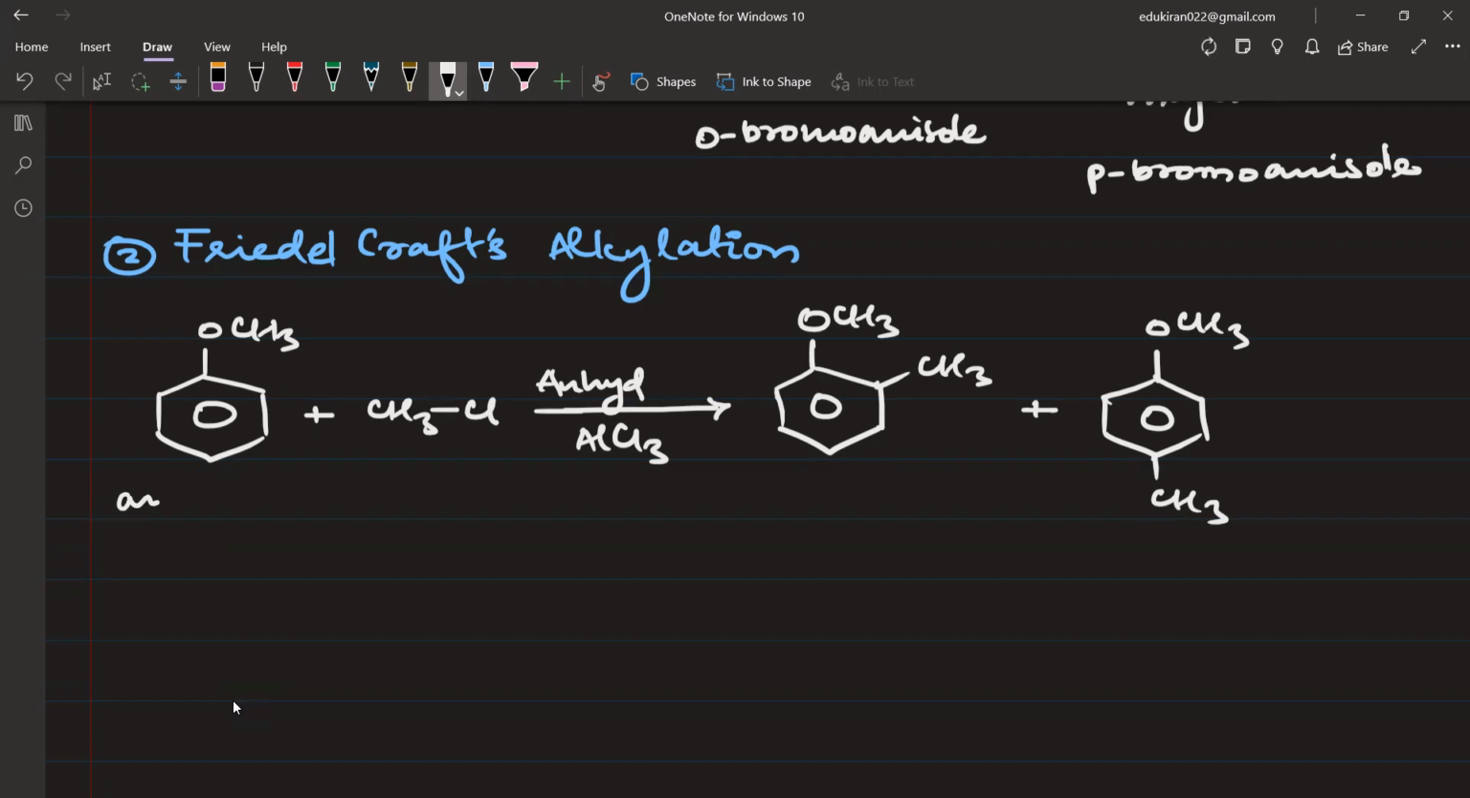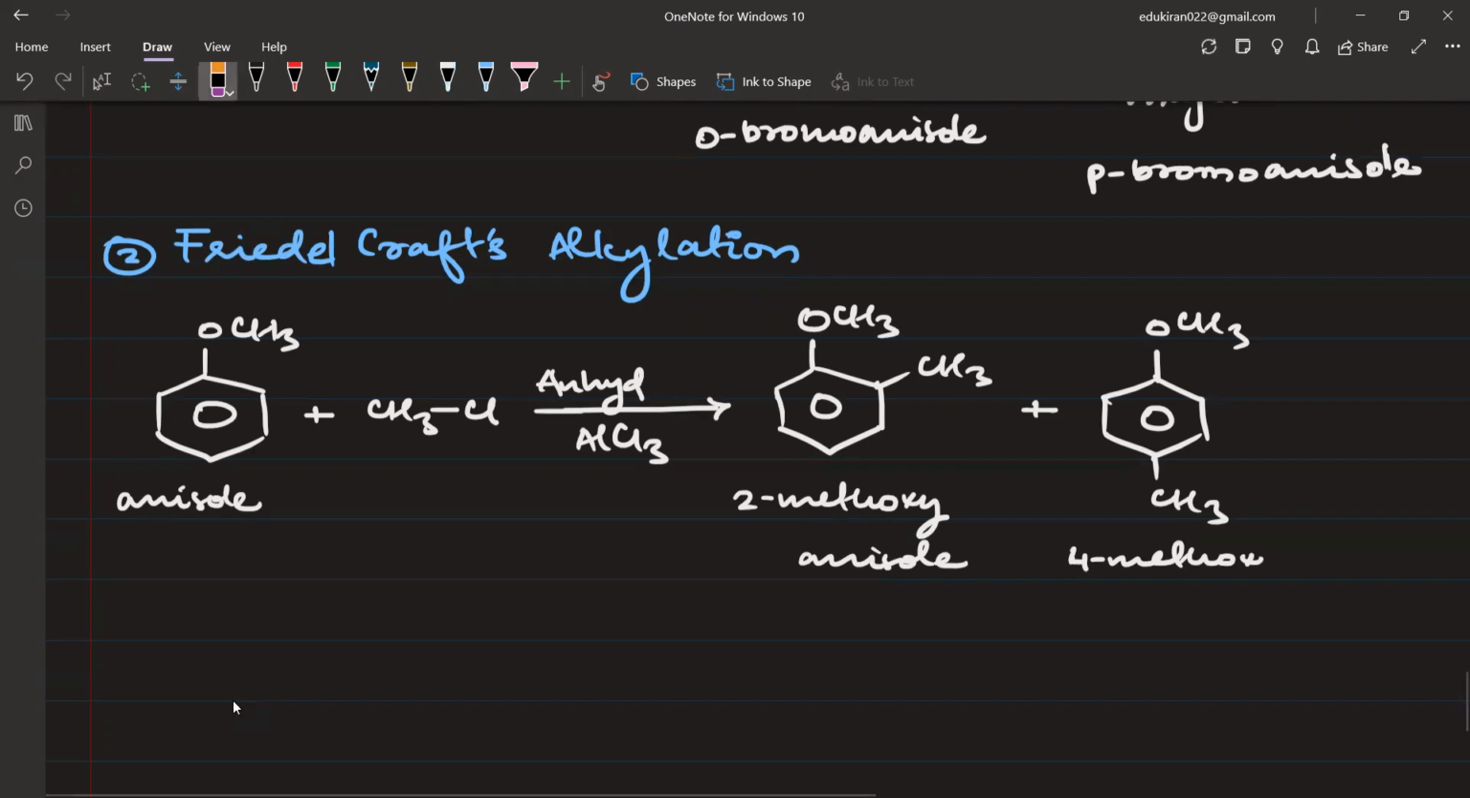So this is anisole. This is 2-methylanisole, this is 4-methyl. Sorry, methyl will be here. 2-methylanisole. This will be 4-methylanisole.